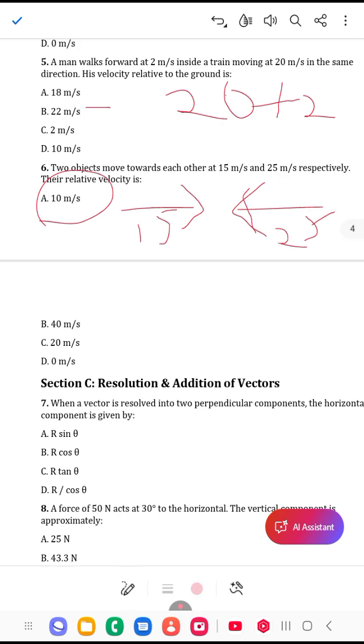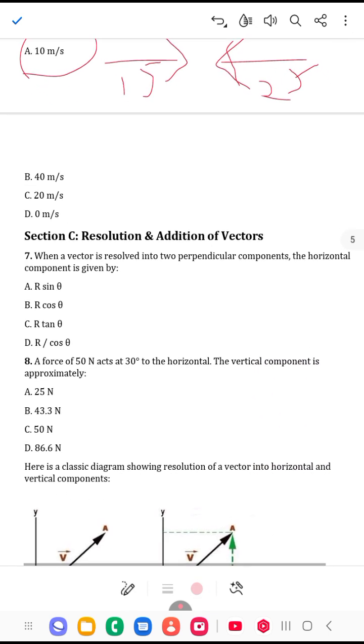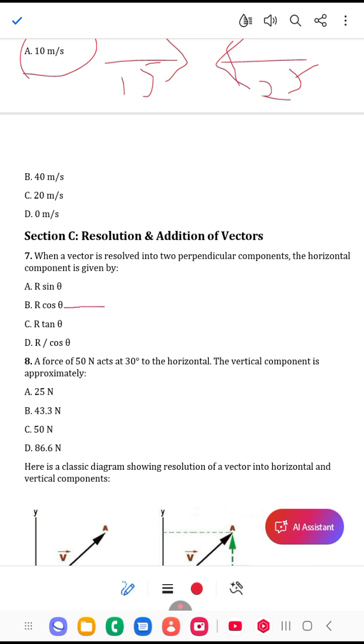Now let's look at number 7. When a vector is resolved into two perpendicular components, the horizontal component is cos. I've already said that when we are resolving to the horizontal component, we use cos.